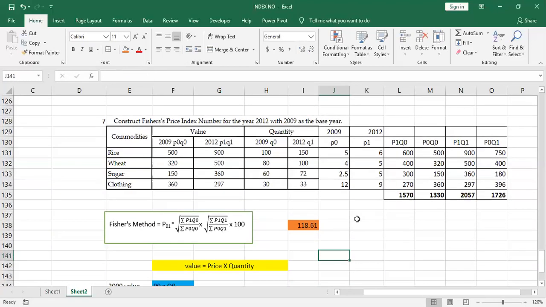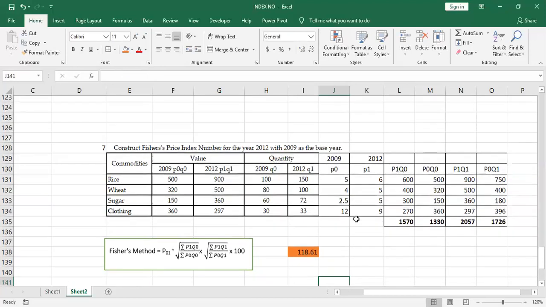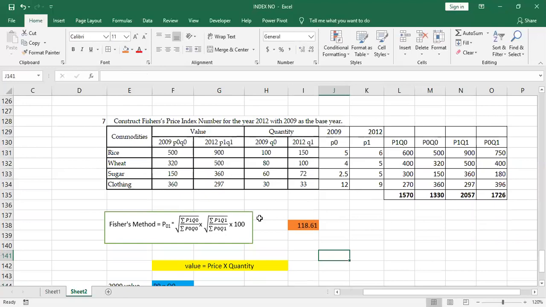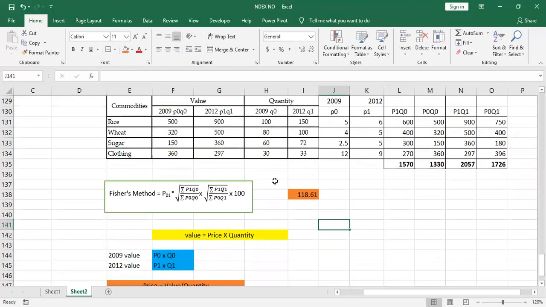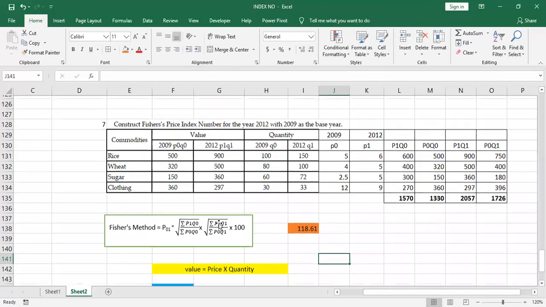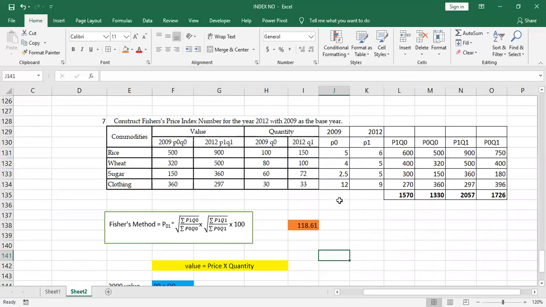This is how we calculate Fisher's index number when they have given value. When price is not given and when value is given, we have to apply this procedure.